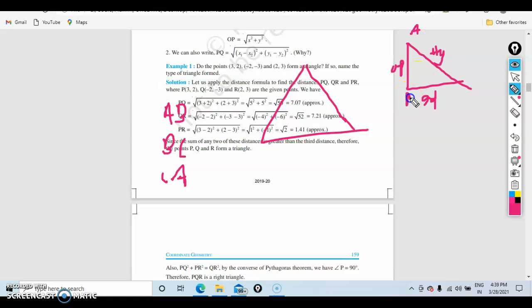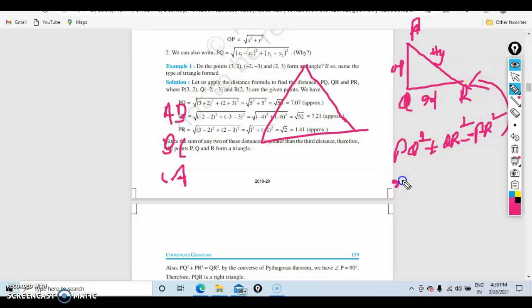Suppose you are given PQR. PQR is a triangle, and two sides equal the third side. That means the Pythagoras theorem: as per the Pythagoras theorem, PQ square plus QR square is equal to PR square. If it is satisfied, it will be a right angle triangle.